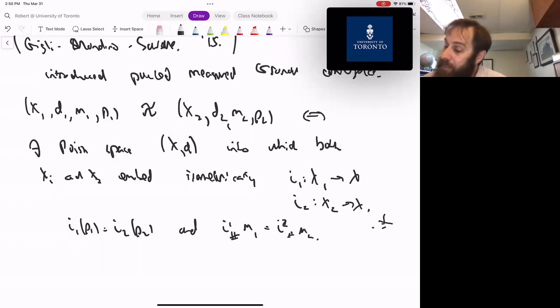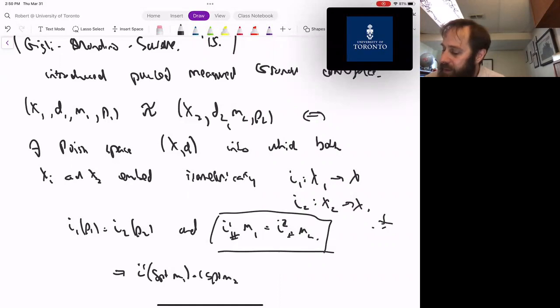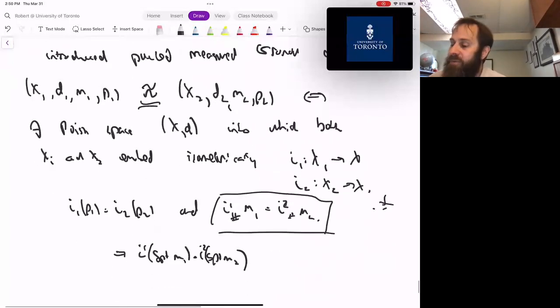And so I don't ask for anything else. So I basically only ask that the measures coincide under these isometric embeddings. And that more or less tells you that the spaces coincide as well, at least. So that will also imply that the support of mu1 is equal to the support of mu2 under the embeddings. And you essentially don't care about the rest of the space.